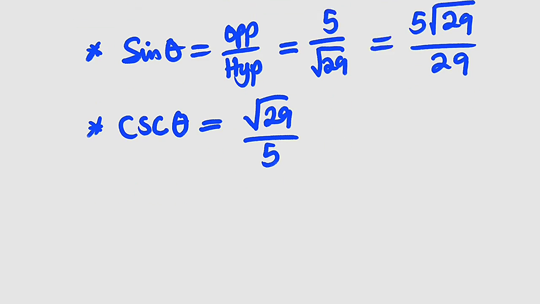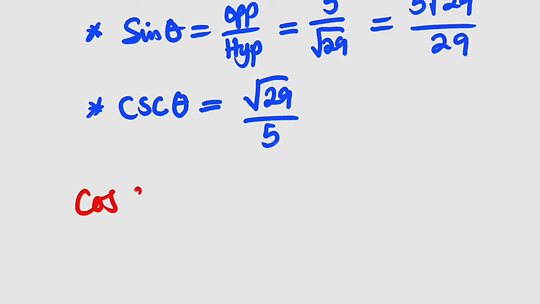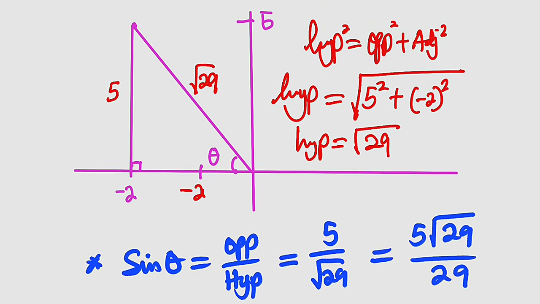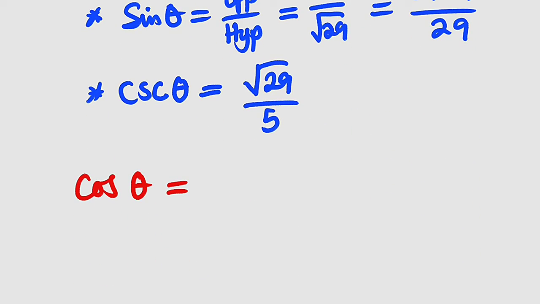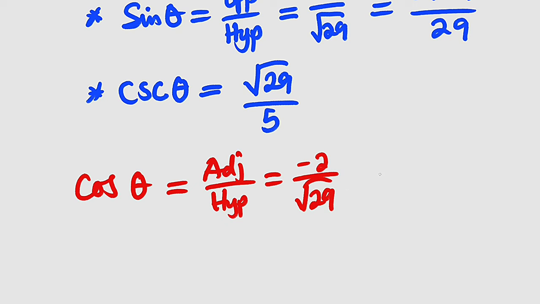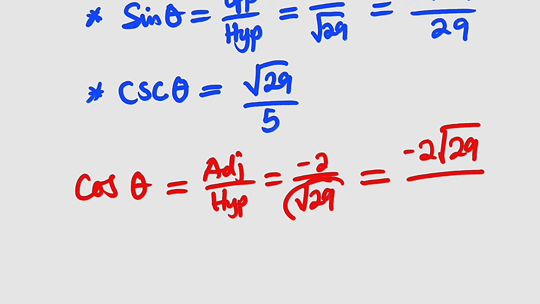Let's move to cosine. Cosine of theta is adjacent divided by the hypotenuse. The adjacent is -2. Hypotenuse is square root of 29. So let me even write it. Adjacent divided by hypotenuse, which is -2 divided by the square root of 29. If you like, you rationalize it as -2 times the square root of 29. If you multiply this by square root of 29, you have square root of 29 squared, which is 29.